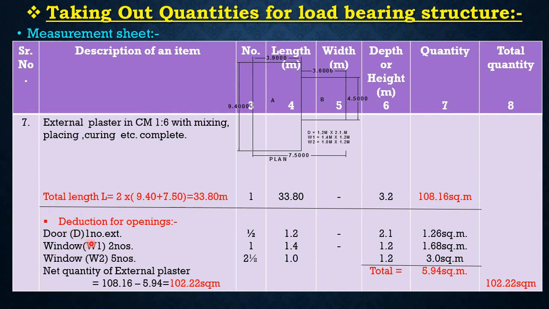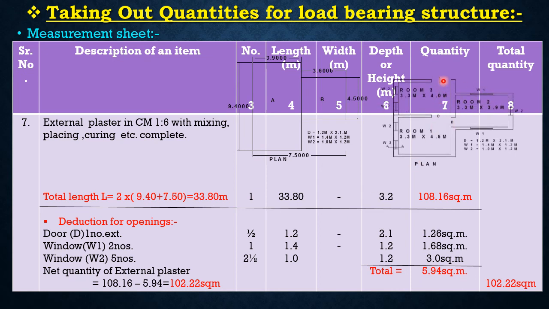Deduction of area of openings for each face is done from the total quantity of external plaster as per rule given in IS 1200. The outer door should be deducted half inside for internal plaster and half for external plaster. So deduction for openings, door D, one number is door, then half is external and half is internal. Then half into length is 1.2, height is 2.1, then quantity of door is 1.26 square meter.